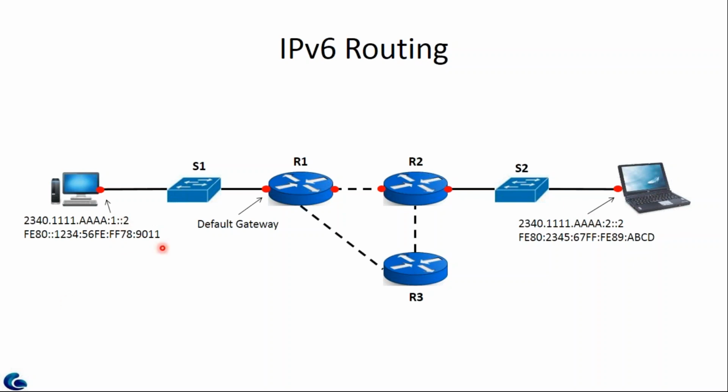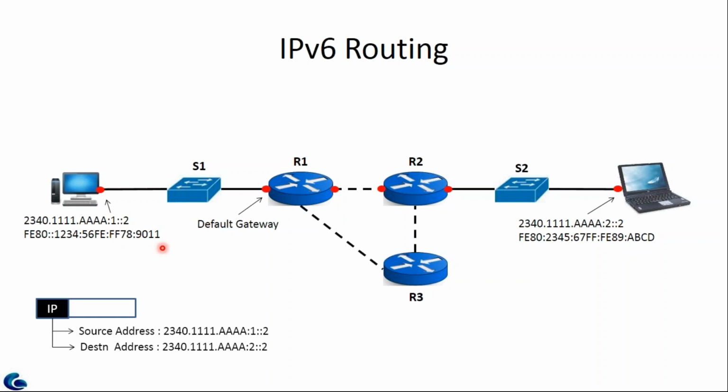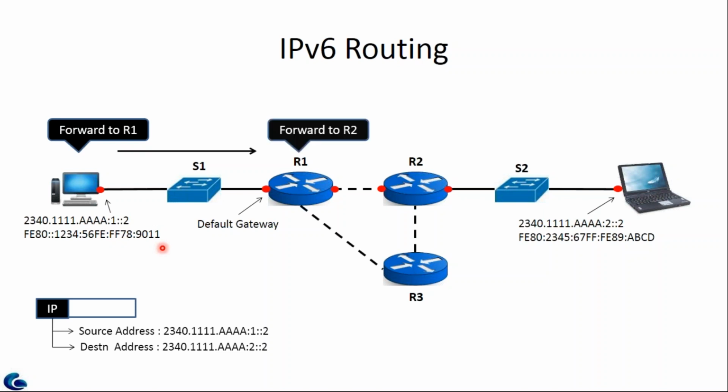So what happened? There is a source and destination address, the IPv6 header will take it, and put those values in that. So obviously it forwards to R1 and then goes to R2 and then finally reaches the destination in this example. In principle it is exactly the same, right? So that's how IPv6 goes, okay?